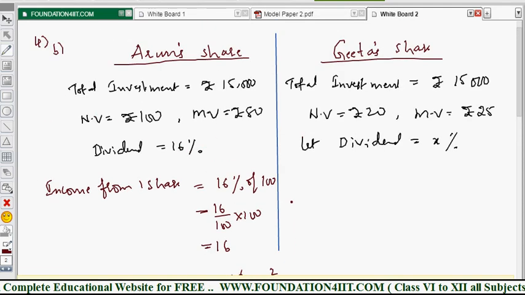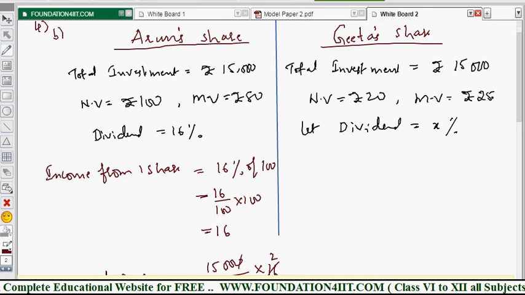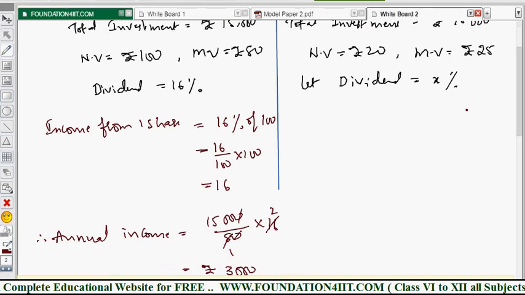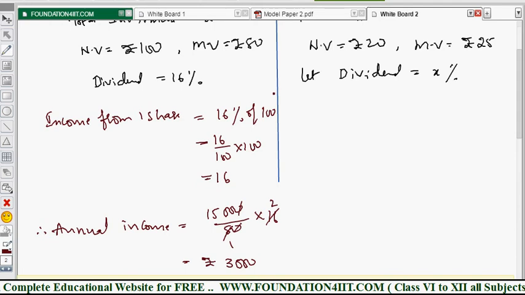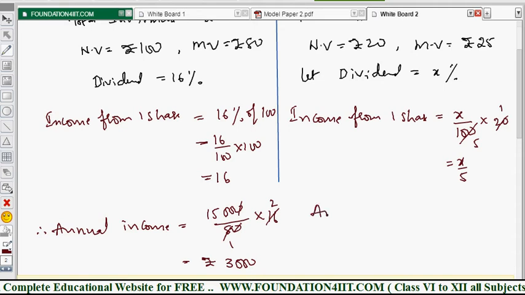Now when you observe this, investment is 15,000, market value is 25 and dividend is X%. So income from one share is X%. So X by 100 into that nominal value is 20. So if you cancel, 5 ones are 5, 5 fives are 25. So X by 5 is the income from one share. Then we can find out annual income in this case.